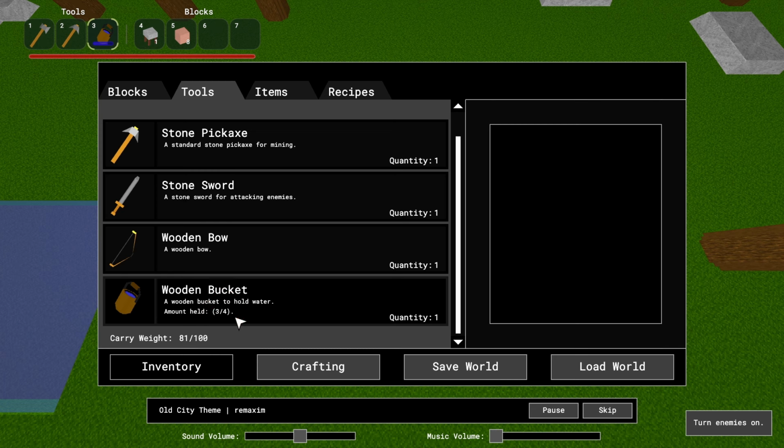Currently, wooden buckets are capable of picking up the equivalent of 4 blocks of water in volume. To keep my explanation simple in this video, I'm just going to refer to the volume of a single block of water as 1 unit. So essentially, the volume of water that a single wooden bucket can hold is equivalent to the volume of 4 blocks.